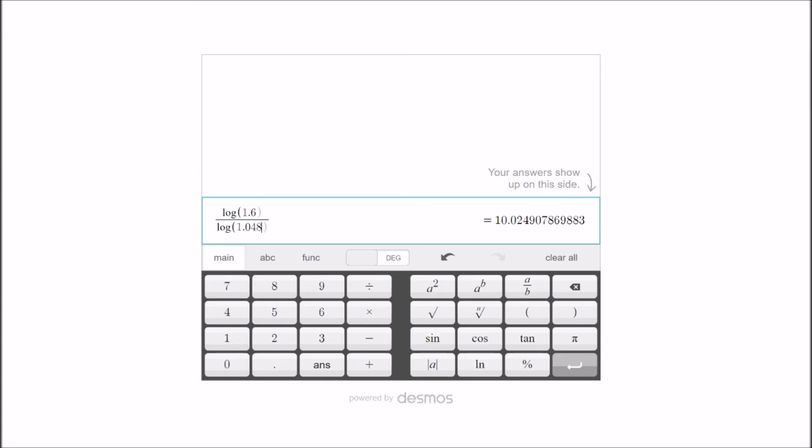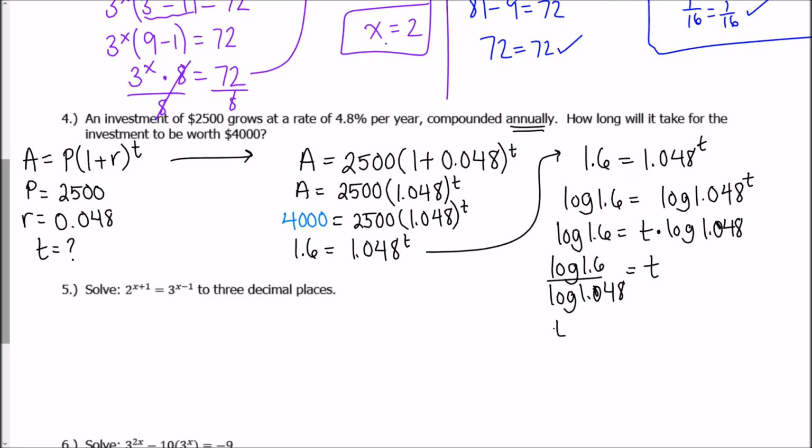So my answer is about 10 years. So t is equal to approximately 10 years. So it takes about 10 years for this $2,500 investment to reach $4,000.